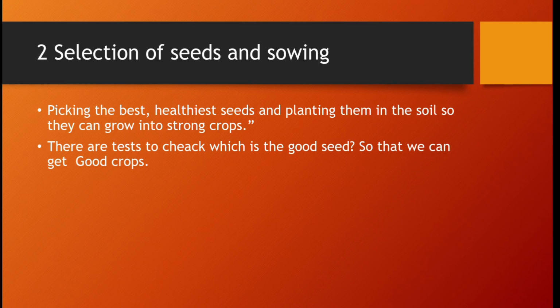Now, selection of the seed and sowing the seeds. Picking the right quality of seed, which will give us the highest yield of crop, is called seed selection. And putting the seeds in the deeper soil to germinate is called seed sowing. There are tests to check whether the seed is of good quality or not. That we will be discussing in the second part of this chapter.